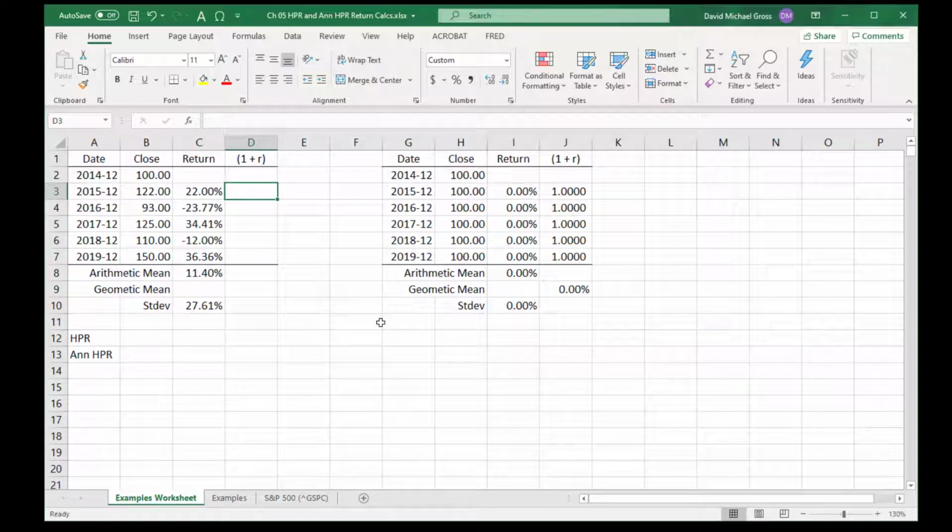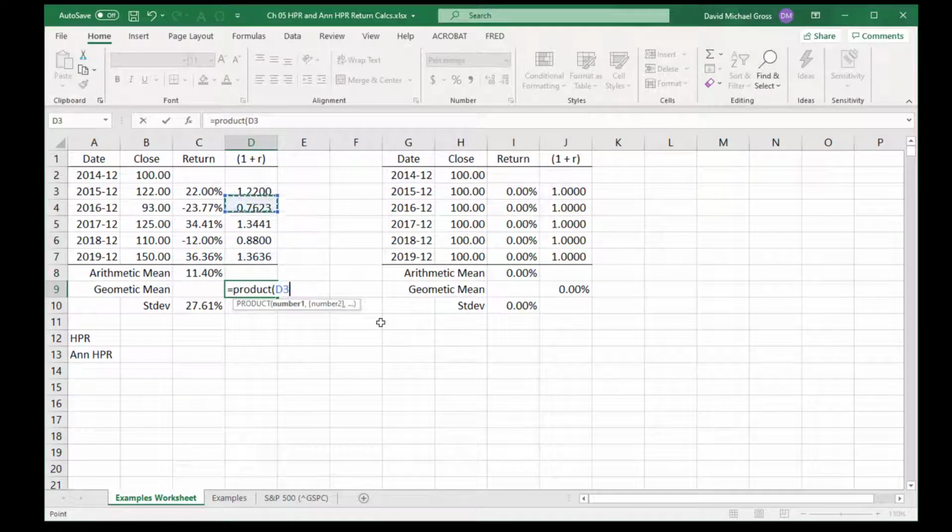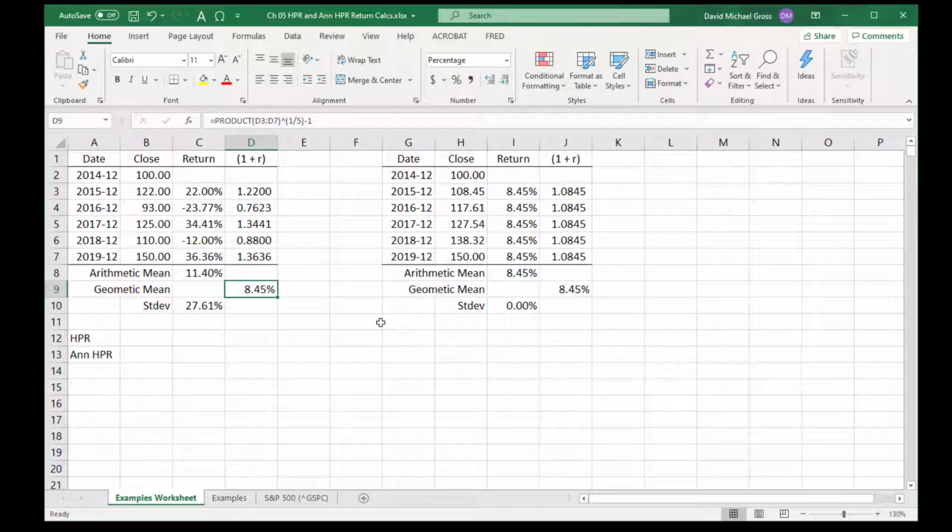But I also want to compute the geometric mean. And to do this in Excel, I need to add 1 to each of the year's returns. And then I'm going to do Control-Alt-V and then formula so I don't lose my line there. Okay, and so now I have the return in each year. To get the geometric mean, what I'm going to do is take the product of each of these values, and I'm going to take it to the 1/5 power, subtract 1, and I get 8.45%.